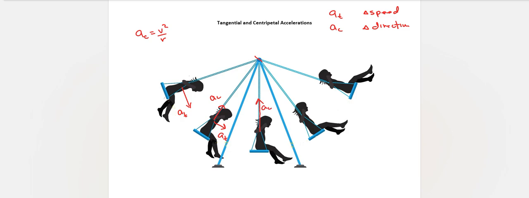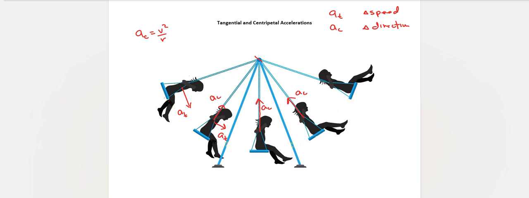And you notice I drew that larger than this vector. That's because the speed at the lowest location would be higher. And remember, centripetal acceleration is speed squared over radius. Okay, so now at this location, again, the child is moving, so there still is a centripetal acceleration towards the center of curvature.